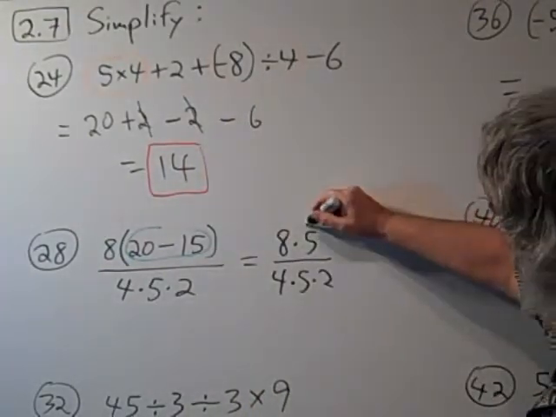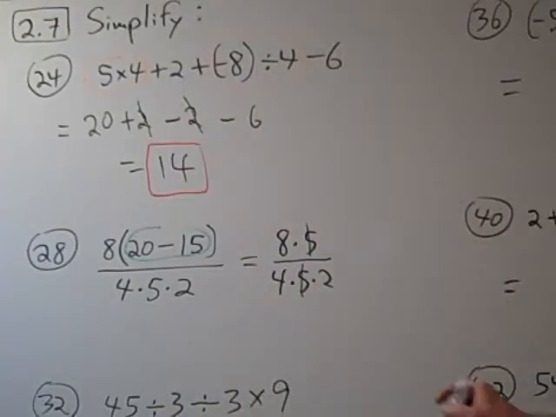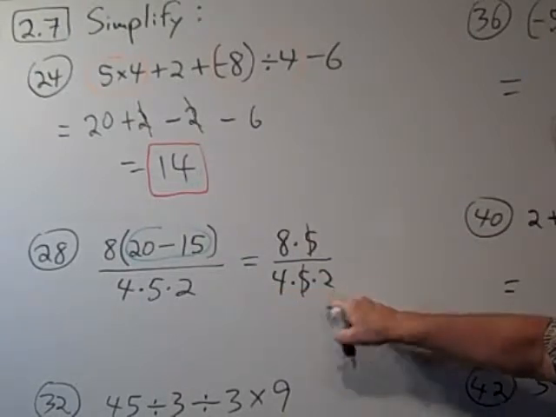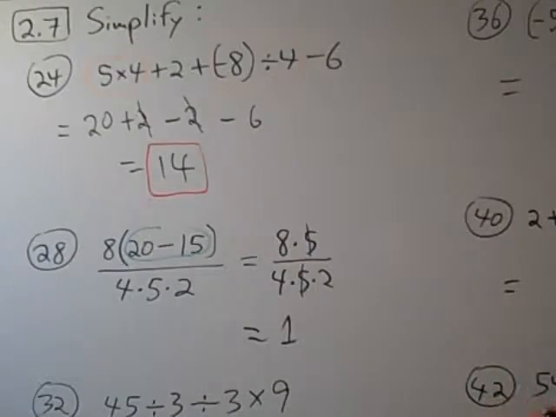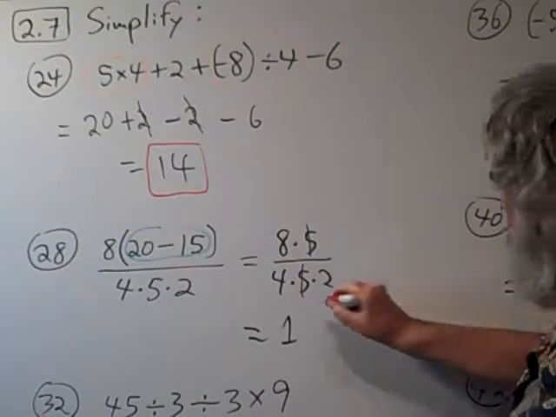And notice that the 5's cancel out. There's a common factor of 5. And in fact, 8 divided by 8 is 1. So this simplifies to 1.